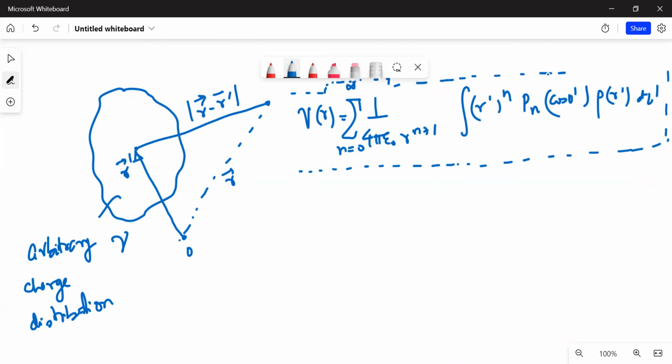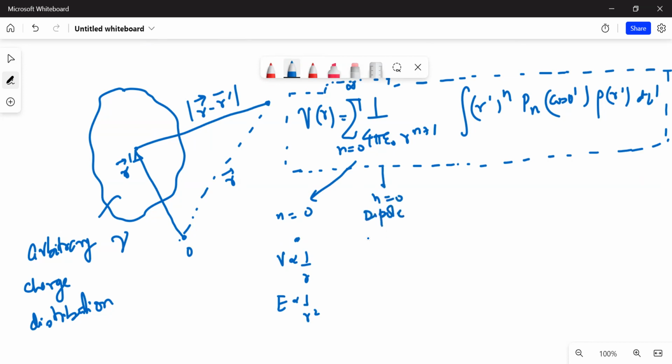For n equal to 0, you get the contribution to the potential corresponding to a monopole. Then for n equal to 1, you get the potential corresponding to a dipole, and so on. For the monopole, the potential is directly proportional to 1 upon r and the electric field to 1 upon r square. For the dipole, which is equivalent to writing plus and minus, the potential is directly proportional to 1 upon r square and the electric field to 1 upon r cube.